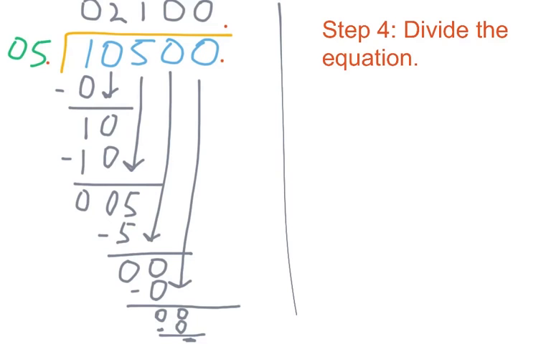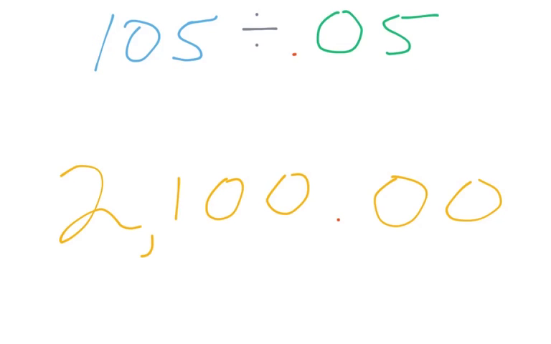And our answer is up here at the top. It looks like 2,100. So 105 divided by 0.05, or 5 hundredths, equals 2,100. The important thing is to remember to move the decimal over all the way to the end of the divisor, and then do the same thing in the dividend, and then divide accurately.